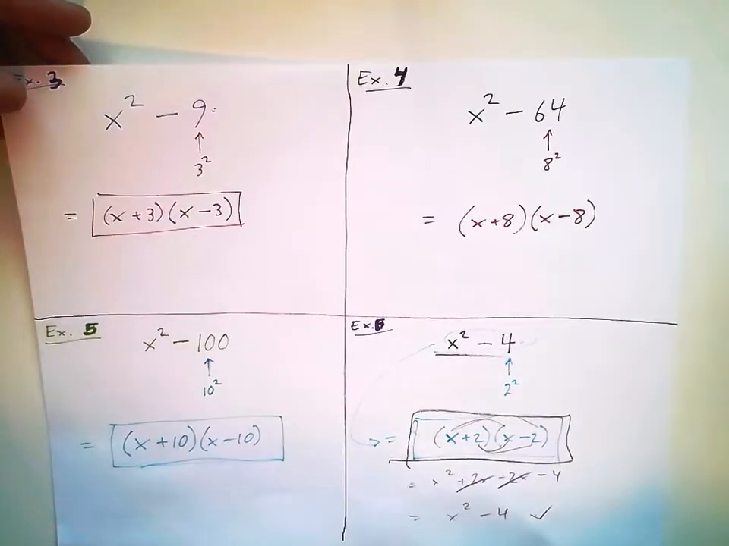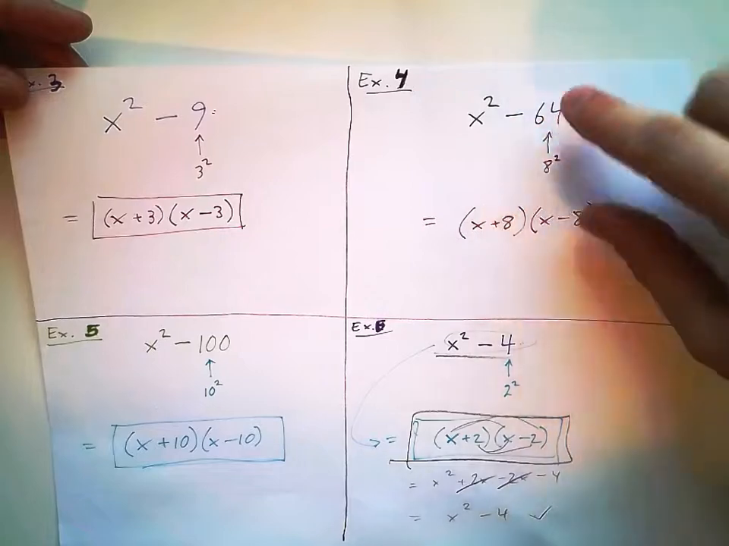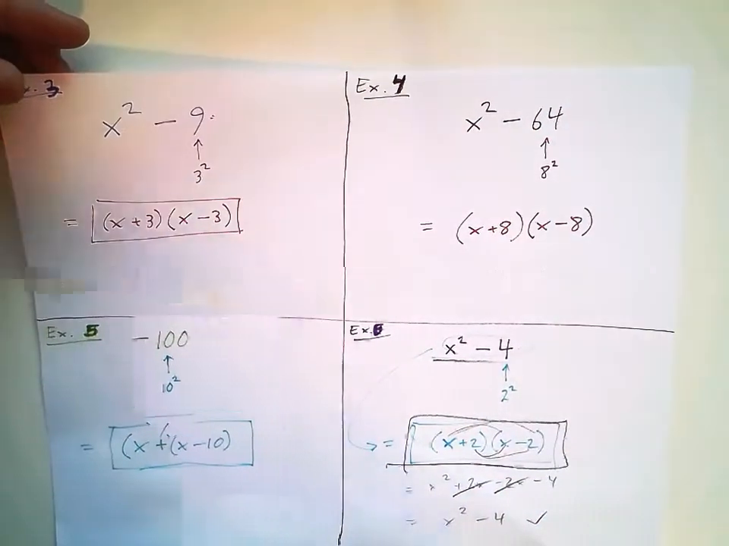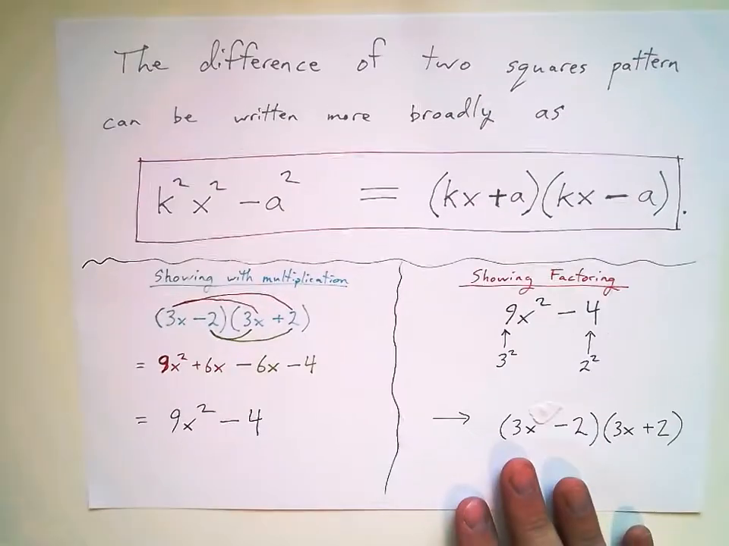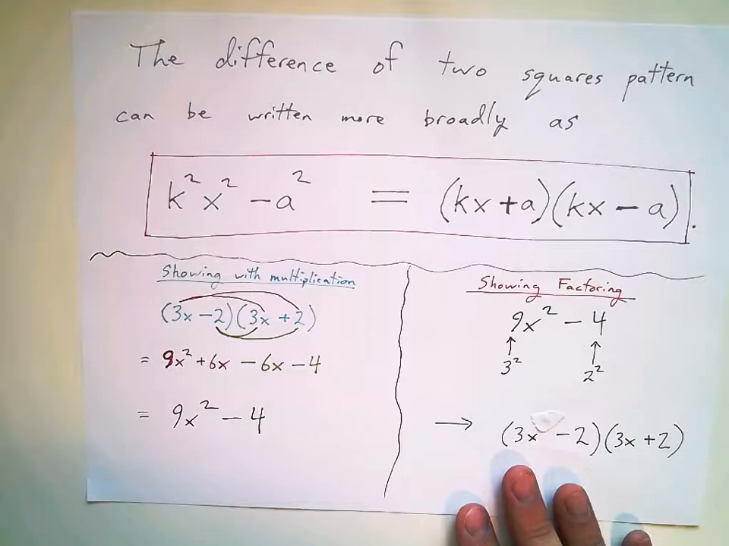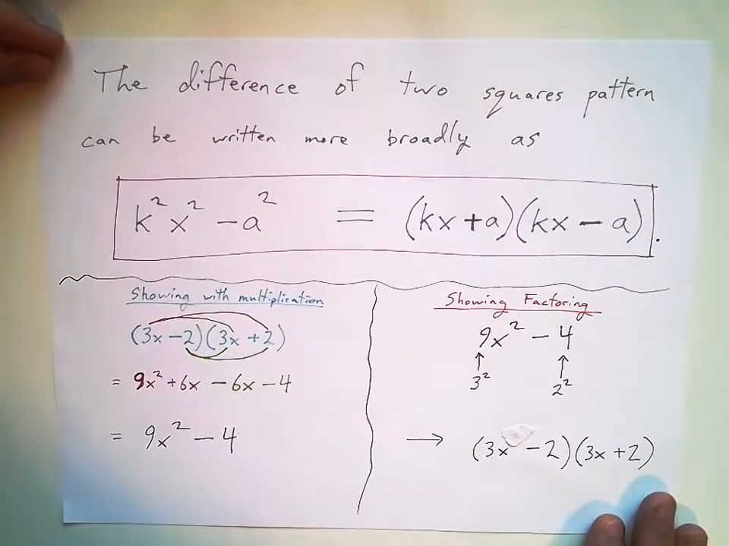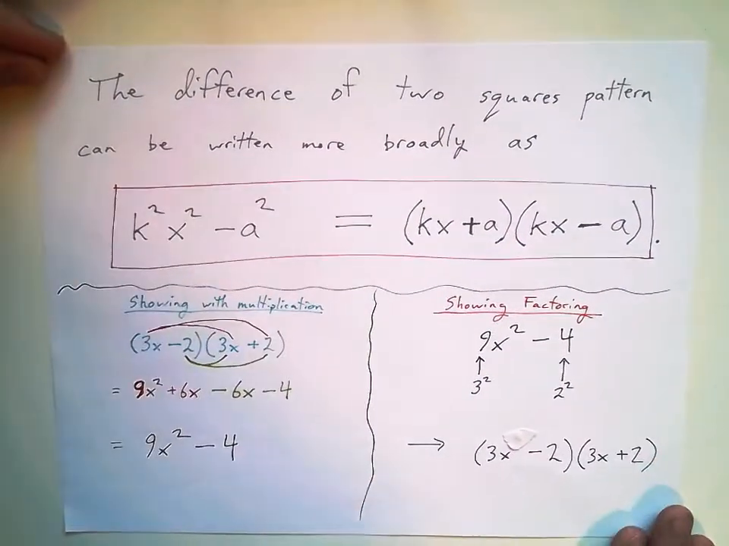Okay, see how fast that is? So whenever you see x squared minus something that's a number squared, you can use this shortcut. There's a little more places where you can use this.